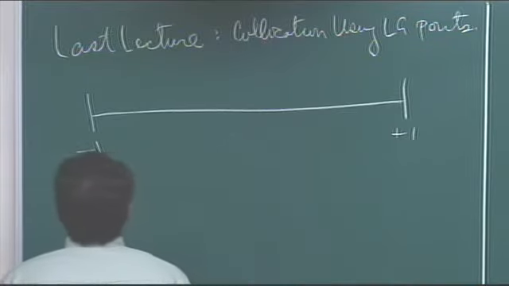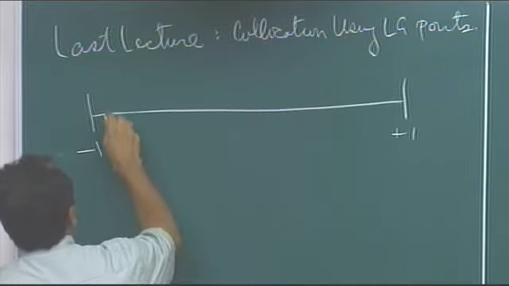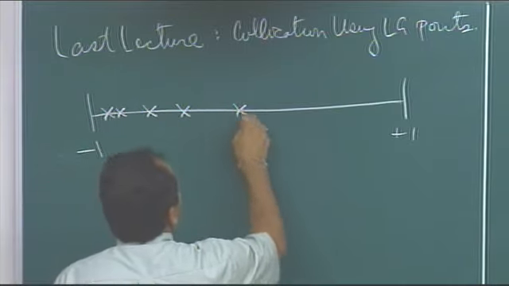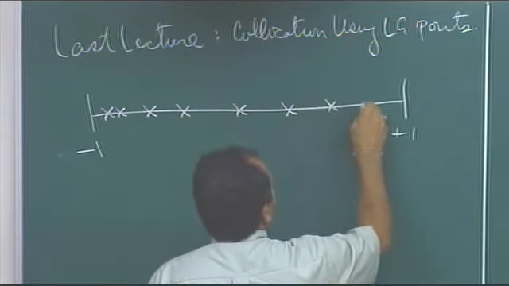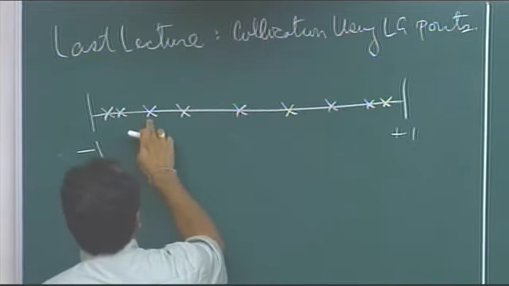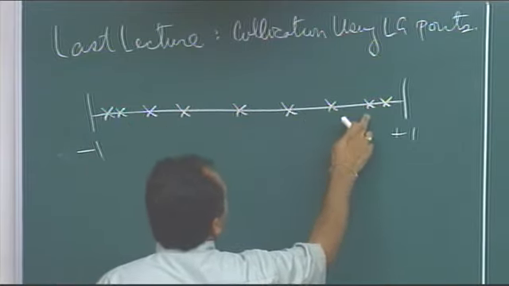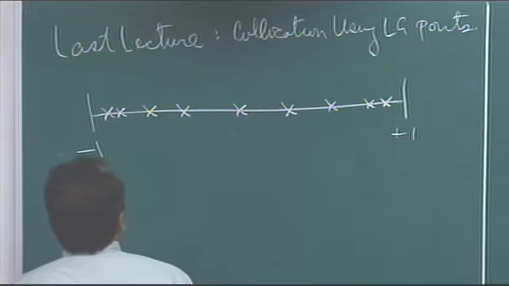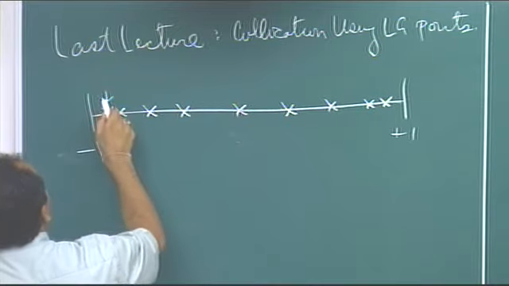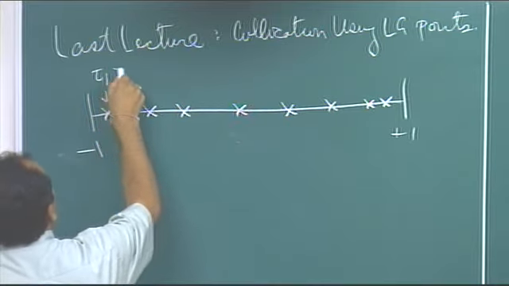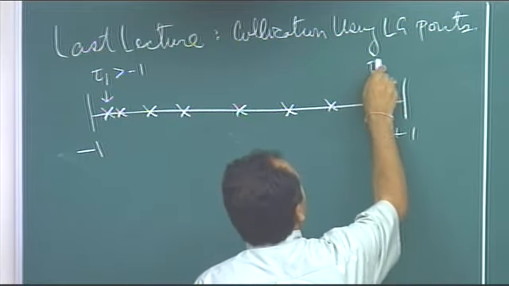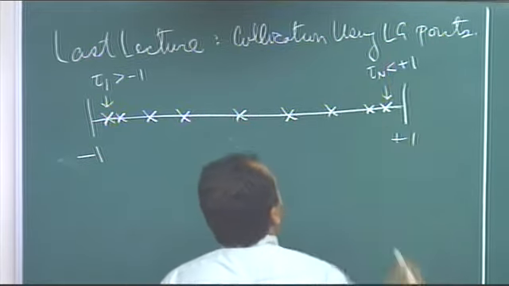was set up as follows. We had the Gauss points, which were on the interior of the interval -1 to 1. And then, let's make sure I have the right number. 1, 2, 3, 4. Okay, yeah, that's right. And if you remember correctly, the first Gauss point, which is this one right here, was tau 1, and it was greater than -1. The last Gauss point, which was here, is tau n, and it was less than +1.